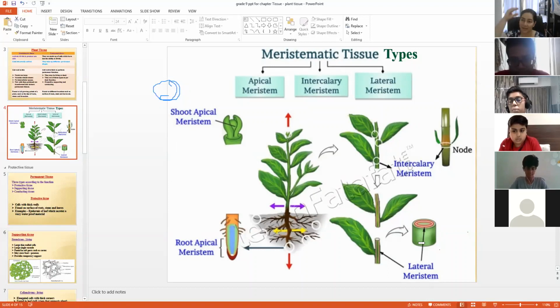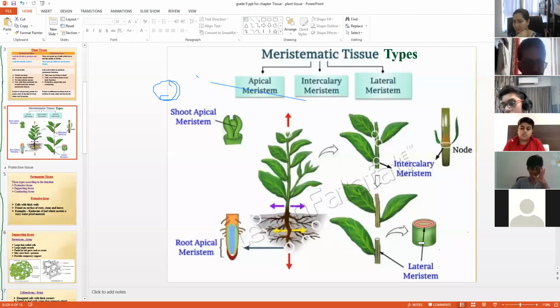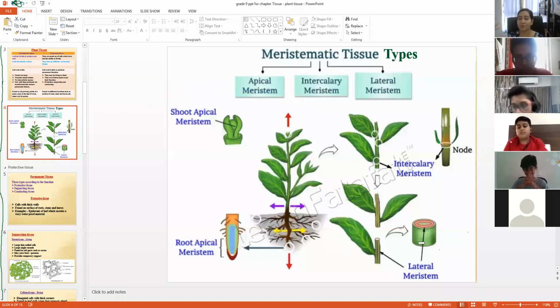Okay, apical is happening at the tip. See, suppose if this is the plant, suppose my hand is a plant. This is the apical meristem, which is at the tip. This is the intercalary, which is in between. So where is the lateral? Lateral is the circumference. So the main function of meristem is to grow the plant, growth of the plant. Exactly, you have got it correct.